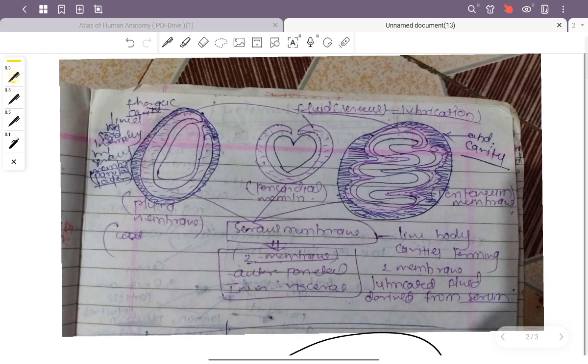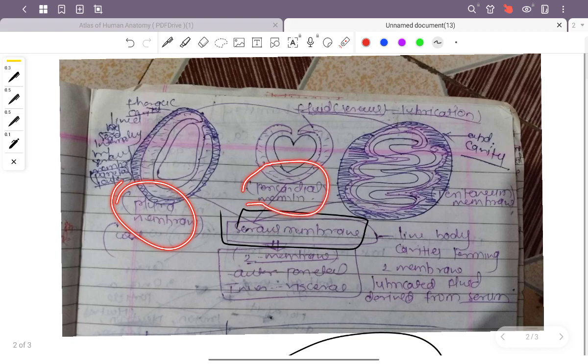I said serous membrane is divided into three types. They are all serous membranes, but the names are different. The first one is the pleural, the second one is the pericardial, and the third one is the peritoneal membrane. The pleural membrane you will find around the lungs.